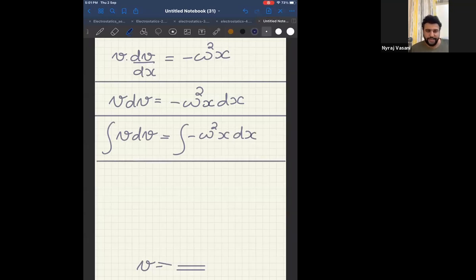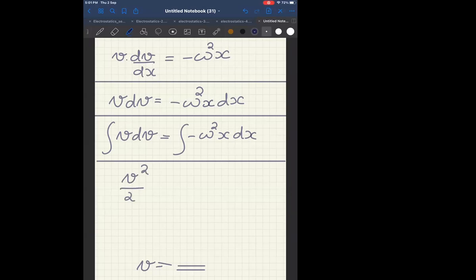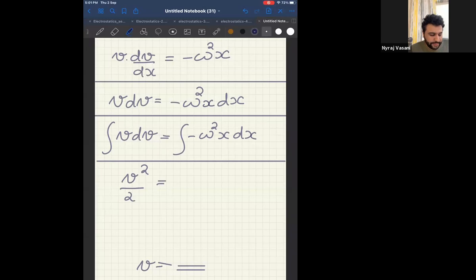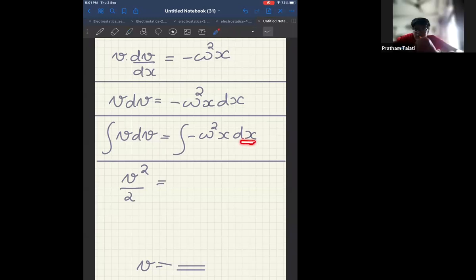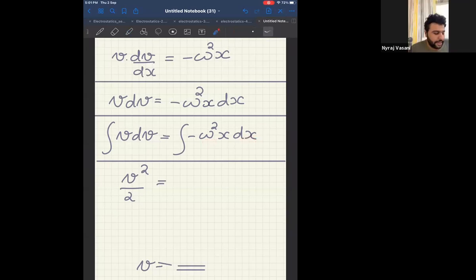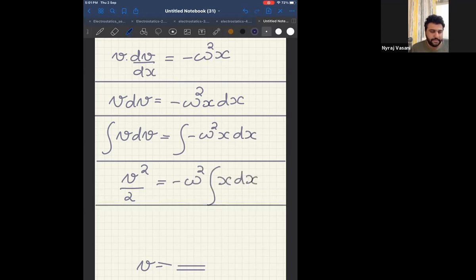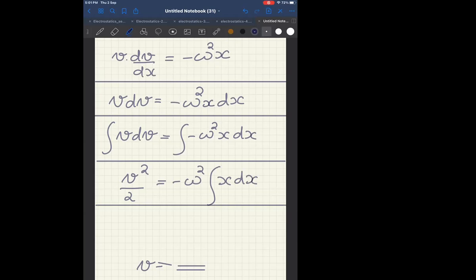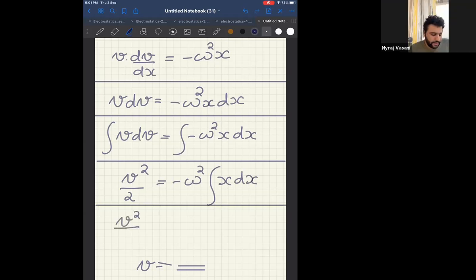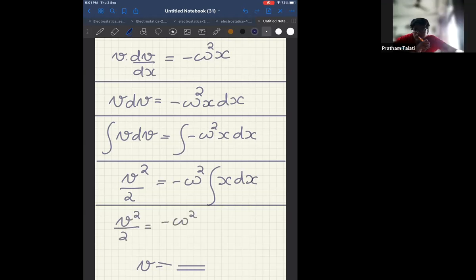Now, what is integration of v dv? Means what is integration of x dx? We have done it together. It is x power n plus 1 divided by n plus 1 plus c. Can I say this is integration with respect to x? Therefore, any term which does not have x can be taken outside as constant. Therefore, it will become minus omega square integration of x dx. Or can I say v square by 2 is equal to minus omega square x square by 2.